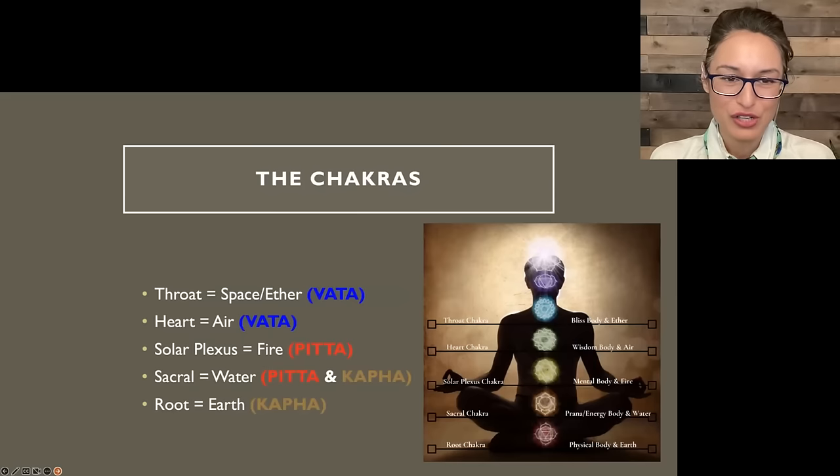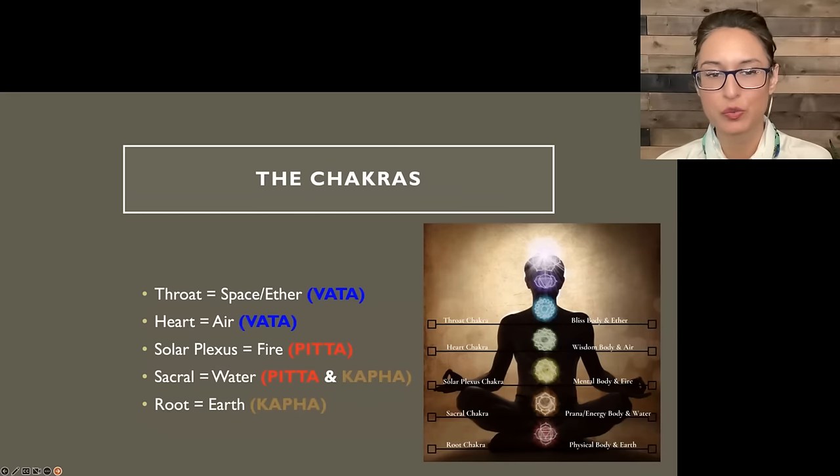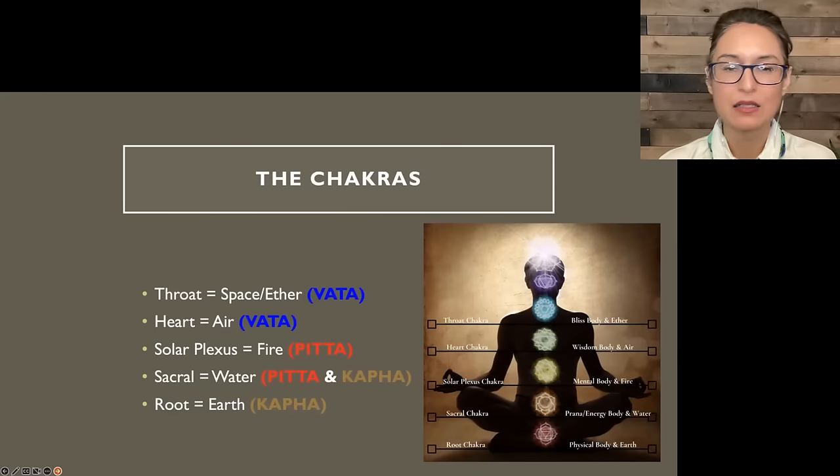So the heart chakra is actually the seat of the Vata dosha. Vata is predominantly air and space. And the heart chakra is one of the organs in which it is concentrated. So again, just like the other chakras, when we're trying to balance them as an Ayurvedic practitioner, we're balancing the dosha. And in balancing the dosha, we automatically begin to balance the chakra.